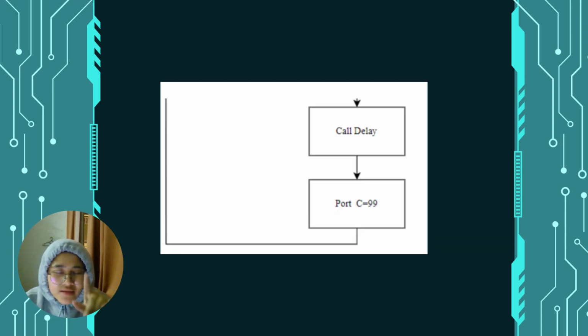So here's the end of the program, where the N is port C99, go up to clear port B and set port B to 0, then end the program.